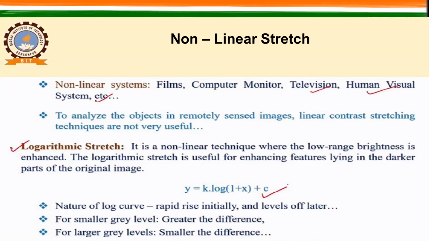To analyze objects in a remotely sensed image, linear contrast stretching techniques are not very useful. Why, we have already discussed, so let us start with the non-linear stretching. The very first method is called logarithmic stretch. It is a non-linear technique where the low range brightness is enhanced. The logarithmic stretch is useful for enhancing the features lying in the darker parts of the original image. So basically, if you want to identify some features which are in the darker area, then this logarithmic stretch is useful.